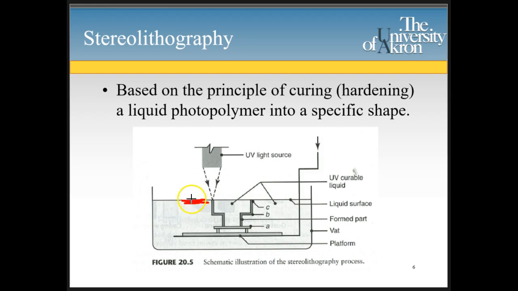Okay, and we put a thin layer of liquid. We drop the platform and let a thin layer of liquid cover the platform, and then we use this UV light source to cure the fluid. In other words, to take it from a liquid to a solid, which will cure it. And then we continue to drop the platform down layer by layer and cure the material, and the product is built from the bottom up. Okay, so that's stereolithography.